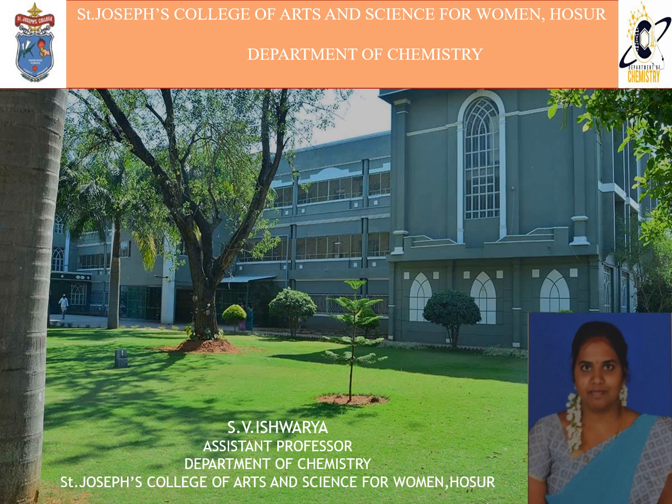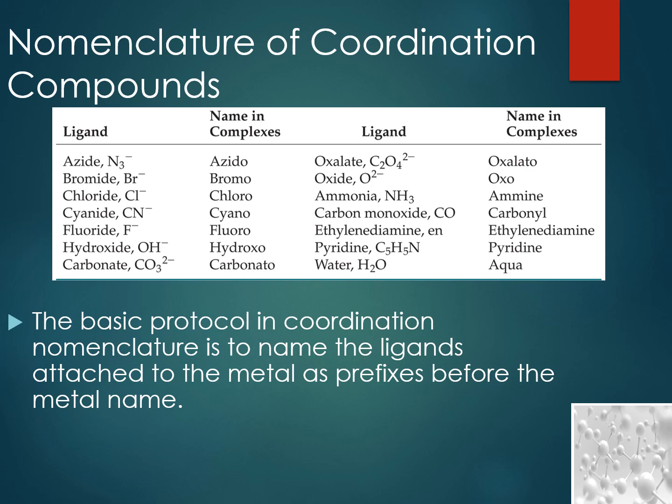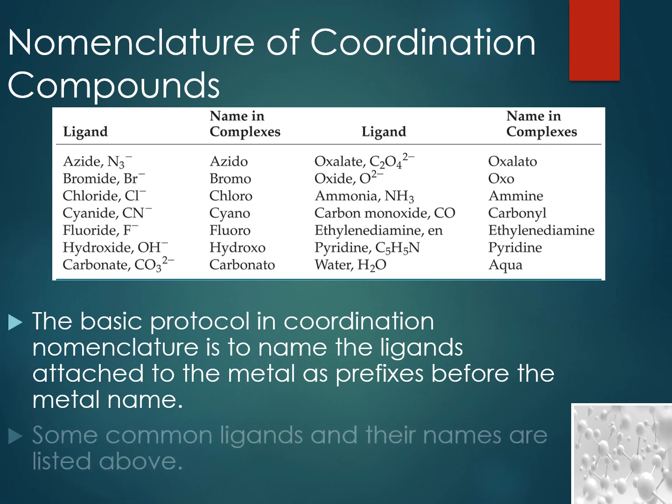In this video, we are going to see about nomenclature of coordination compounds. The basic protocol in nomenclature is to name the ligands attached to the metal as prefixes before the metal name. That means we have to name the ligands before the metal or metal ion. Some common ligands and their names are listed above. Some ligands are called by special names in the complexes.